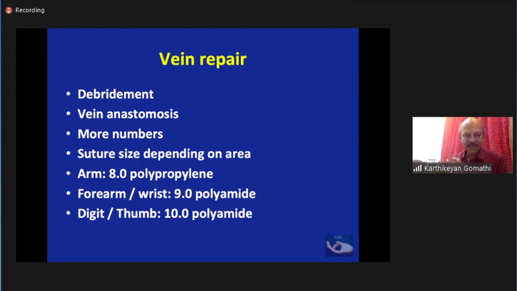The vein repair is also done the same way. A good debridement of the vein ends is important. Vein anastomosis can be done. If there is any problem, if there is any tension on the anastomosis, we have to reconsider and do either a transposition or one of the techniques I said, you borrow from the next finger or you put a graft. And remember, more numbers of anastomosis should be done for the veins.